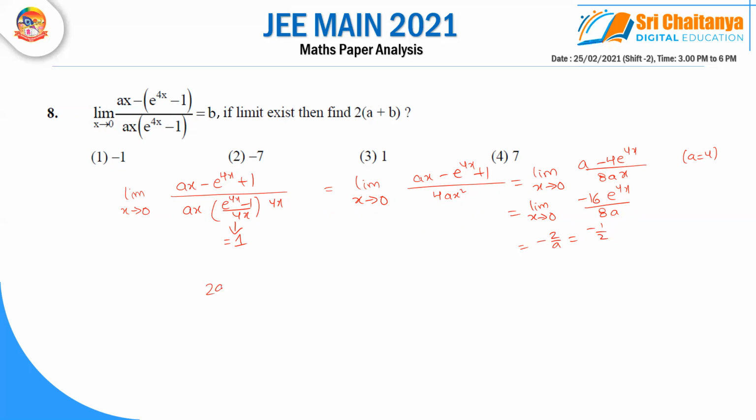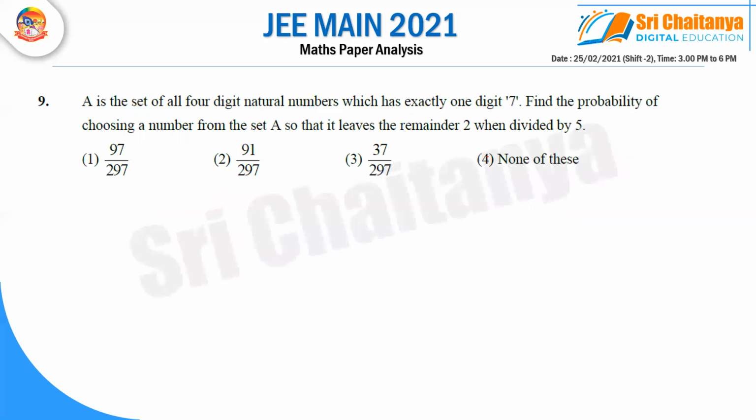He's asking the value of 2a plus 2b. 2a is 8, 2b is minus 1. So the answer will be 7, which is nothing but our fourth option.